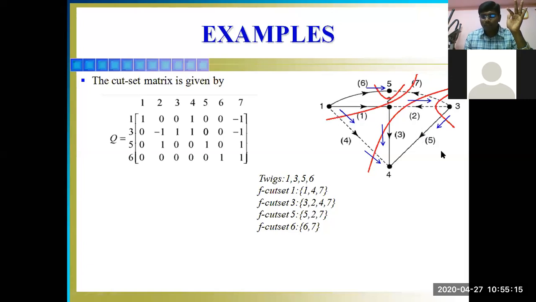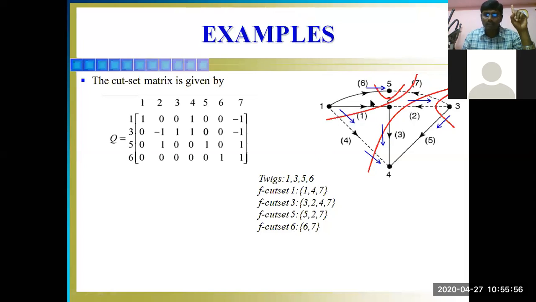See, if you come to the 5th twig, a fundamental twig cut set consists of only 1 twig. So you just remove this 5 along with 2 and 7. So this will come under one cut set: 5, 2, 7. Now, coming to 6, you can easily remove 6 and 7. So cut set 6 consists of 6 and 7 only.